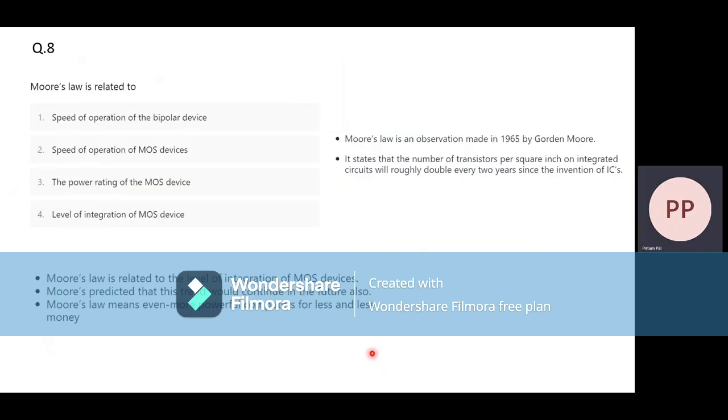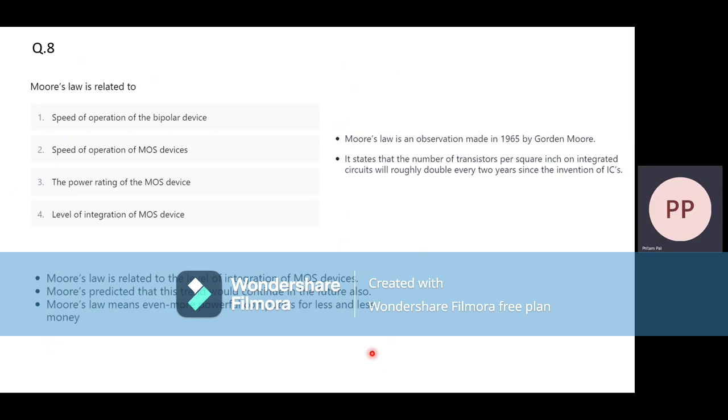So now Moore's law is basically related to what? It's related to the speed of operation of the bipolar device, or the speed of operation of the MOS device, or the power rating of the MOS device, or the level of integration of the MOS device. So it's a very simple question.